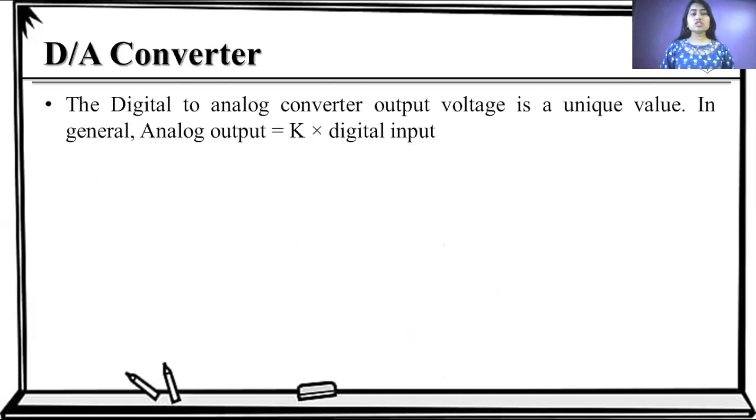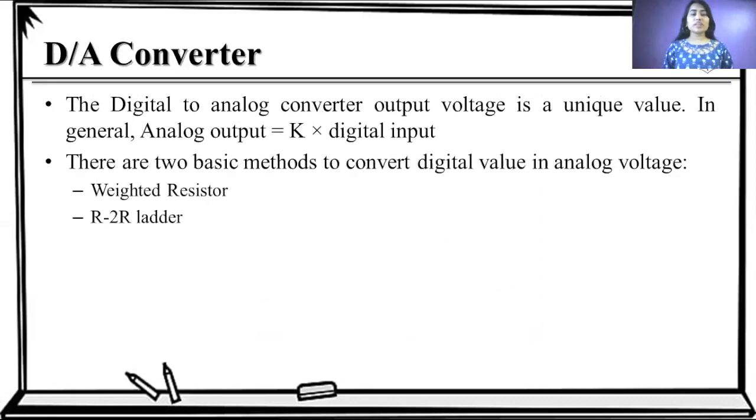The digital to analog converter output voltage is a unique value. In general, analog output is equal to K into digital input. This K is basically a proportionality factor which is multiplied with the digital input to get the analog output. These two methods are used to convert digital value into analog output. We will discuss these methods, but before that, let's discuss the specifications of this D to A converter.